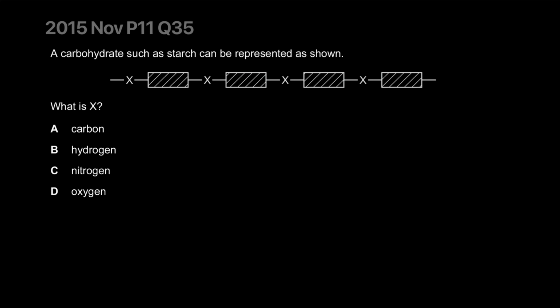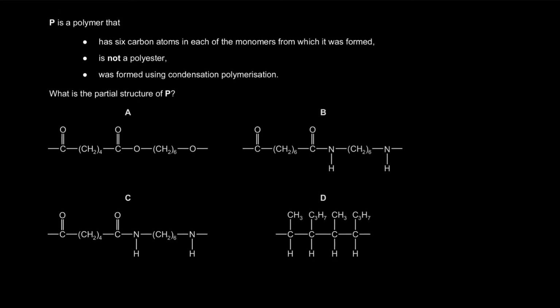A carbohydrate such as a starch can be represented as shown, and if you've ever looked at a starch molecule, you've actually seen, instead of these X's, you've seen O's, right? And they're just talking about that. What is this? It's just oxygen, right? Moving on. P is a polymer that has 6 carbon atoms in each of the monomers from which it was formed. Is not a polyester. Was formed using condensation polymerization.